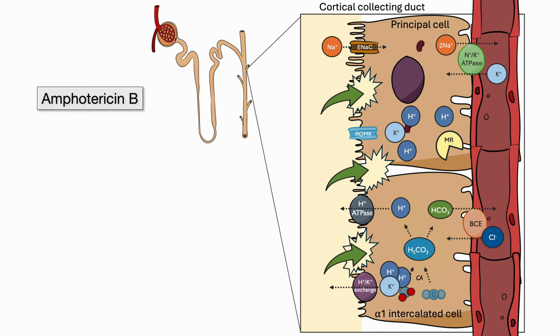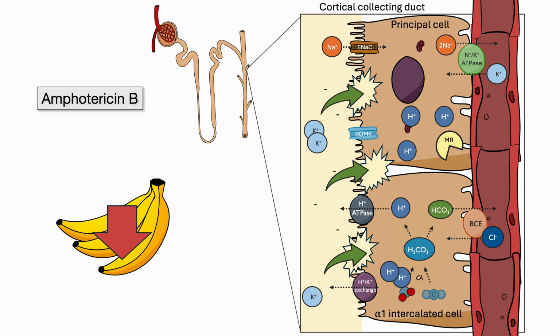In contrast to voltage-dependent RTAs, a more negative charge in the tubular lumen due to lack of hydrogen secretion promotes potassium secretion via the ROMK found in the principal cell and hydrogen-potassium exchange found in the α-1 intercalated cell. Thus, classical type 1 RTAs are associated with hypokalemia. Both classical and voltage-dependent RTAs are considered type 1 RTAs. In all cases, hydrogen cannot be secreted, therefore bicarbonate cannot be formed.